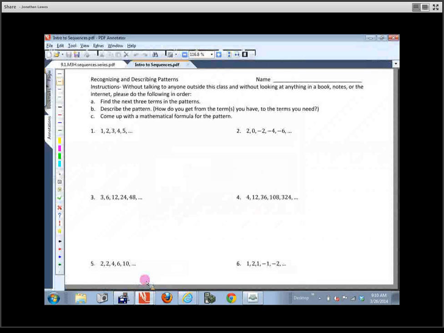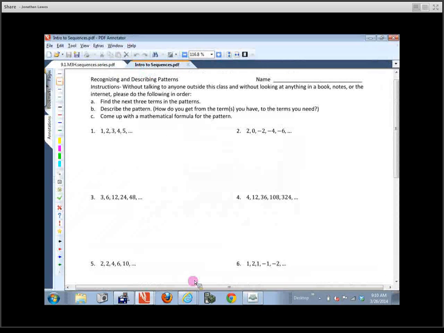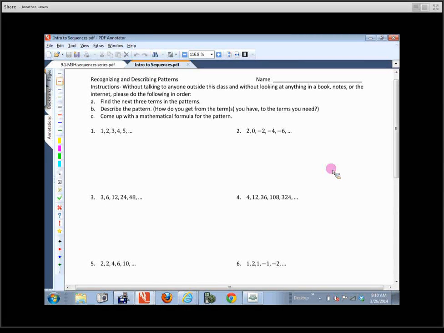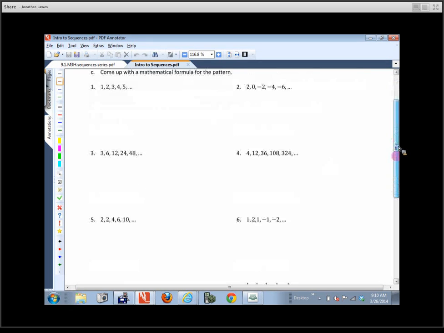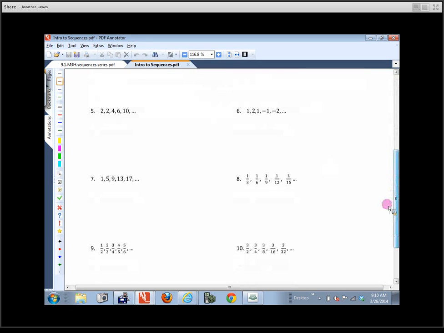So take a look at this worksheet right here. Cameron, you came up with a formula. Which one was it for? It was for 8, and yours was 1 over 3n plus 3? Okay, what did n have to start with? 0. N would have had to start with 0.